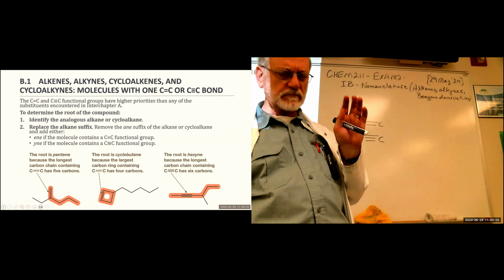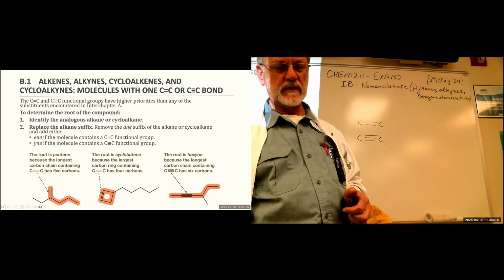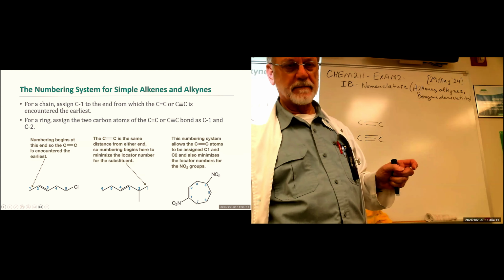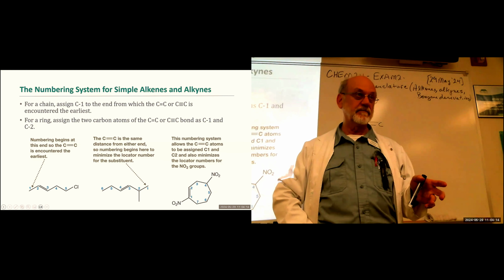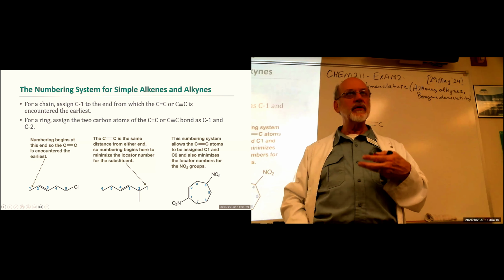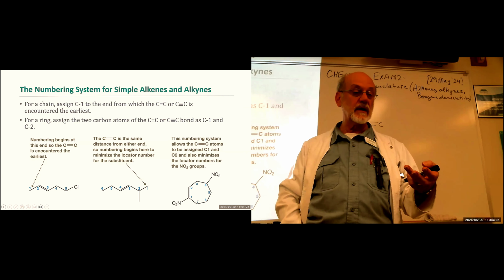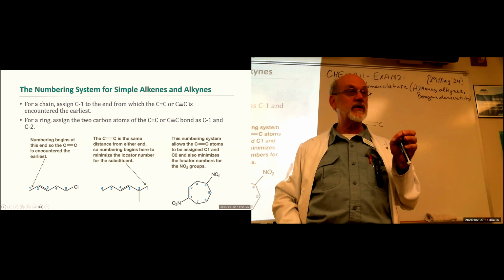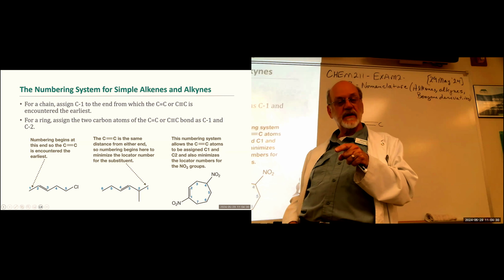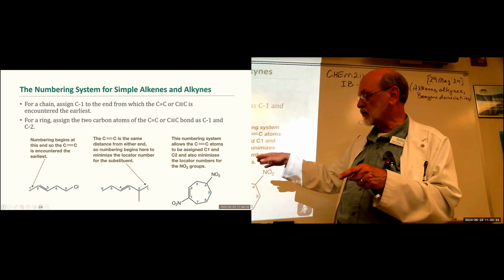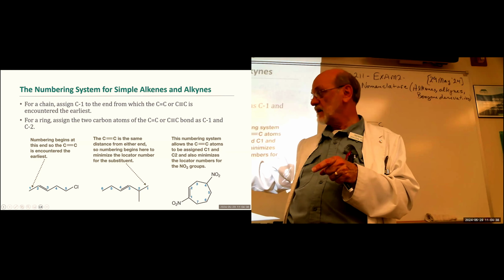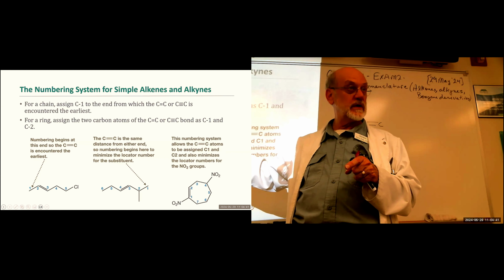Okay, now that we've got the root or the parent chain fixed, how do we identify it? You number your compound in such a way as to give you the lowest value for the double bond or the triple bond. So in the first one, instead of numbering it from the chlorine side, which would give us 1, 2, 3 for the ene, we number it from the left-hand side, that would give us a 2 ene.